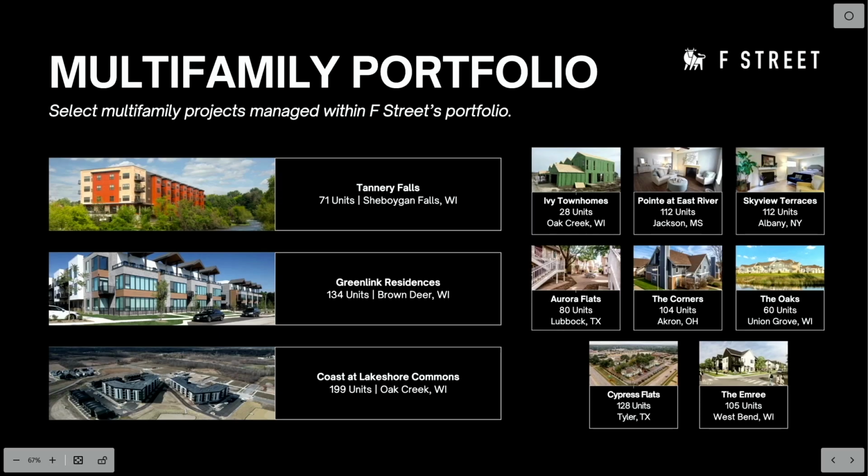A little bit about our multifamily portfolio. Here's a couple portfolios that we're going to highlight. One is Tannery Falls, which is 71 units on the Sheboygan River in Sheboygan Falls. We're going to highlight Greenlink, which is a building that was just built, fully stabilized, and directly next to our property that we're about to be closing on across the street, which is F Street BD2 or Village 43, which we'll talk about. And then we've got Coast Apartments on the beautiful shores of Lake Michigan, 199 units of multifamily.